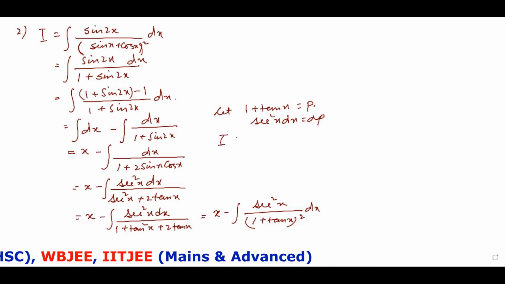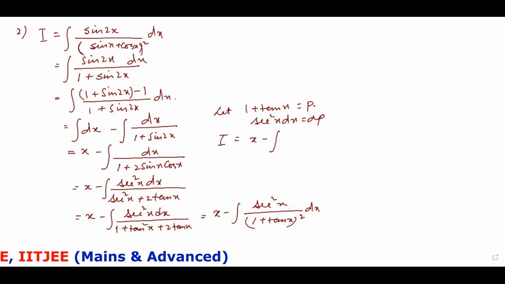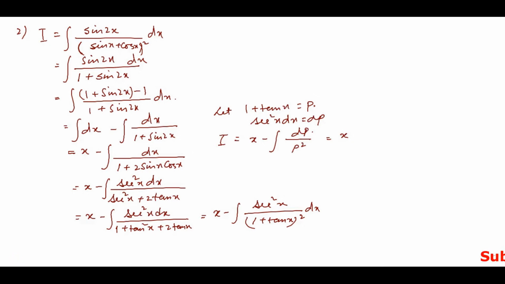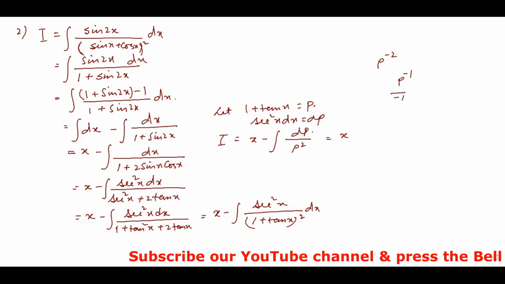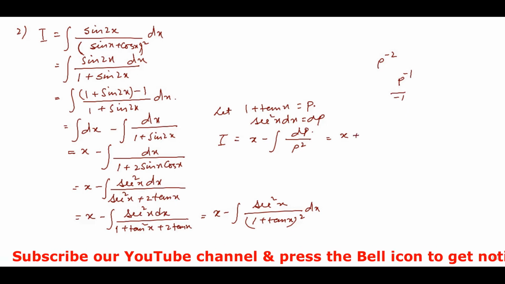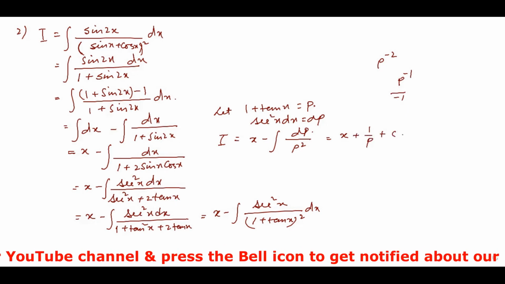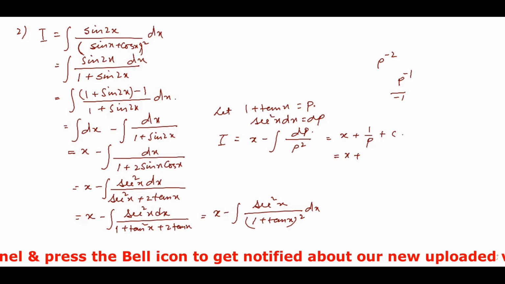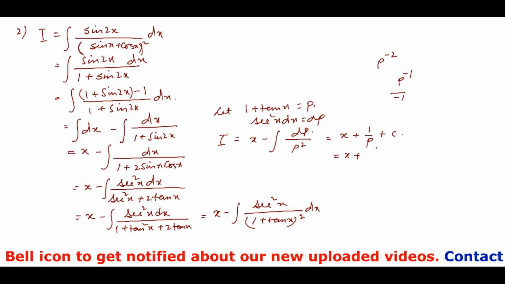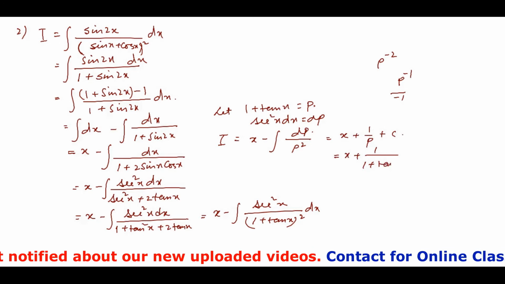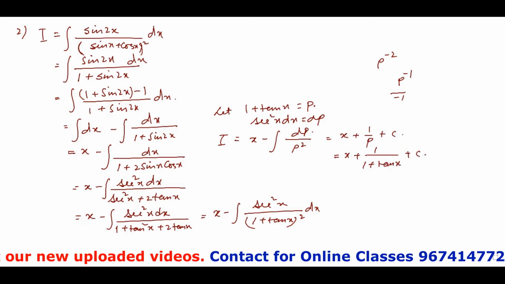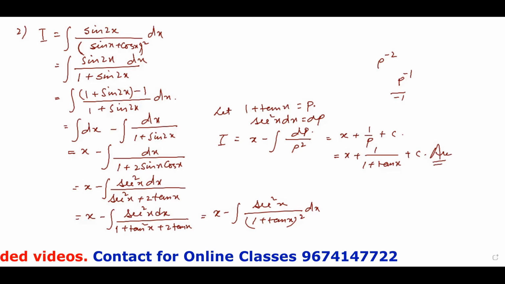Therefore the integration will become x minus integration dp by p square. So now if we integrate p square, actually it will be p to the power minus 2. So if we integrate, we are going to get p to the power minus 1 by minus 1, right? So it will be basically plus 1 by p plus c. Let me just replace the value of p, which is nothing but 1 plus tan x plus c. That's all. And that's your answer. Is it clear to all of you?